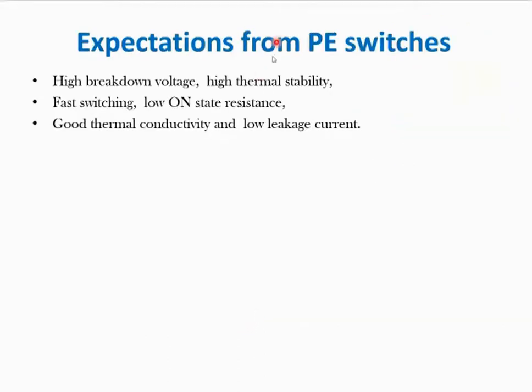As you are familiar with, the expectation from a power electronic switch is that it has to handle high breakdown voltage. When turned off, it is supposed to withstand a high amount of voltage. It should have thermal stability, fast switching, low on-state resistance to reduce the conduction loss, and good thermal conductivity so that the heat developed in the device can be taken out easily, and low leakage current during the blocking stage.